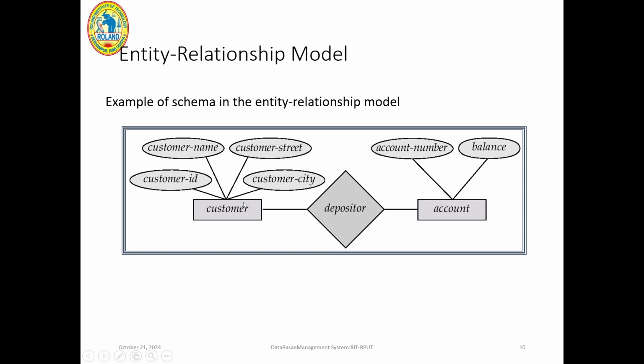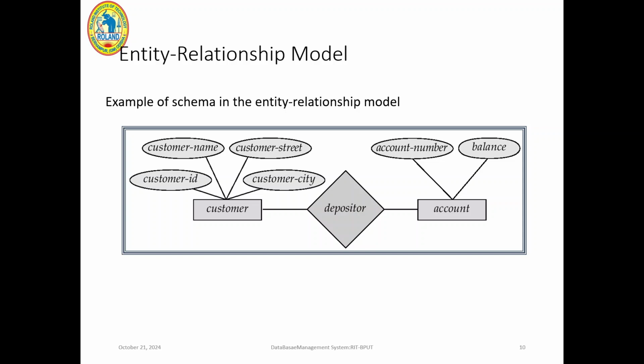So you can see here, customer is an entity and account is an entity, and the customer deposits money in the account. How do you describe the customer? A customer must have a customer ID, a customer name, and some address like street and city. Similarly, an account must have an account number and a balance. Maybe zero balance also, because some salaried accounts can be zero balance. Whatever it may be, that is according to the conditions of the bank.